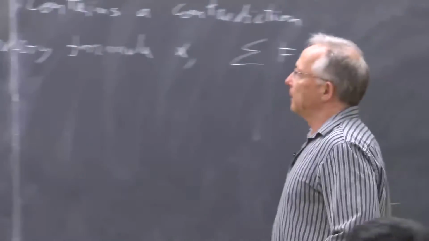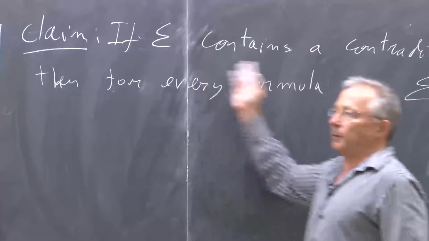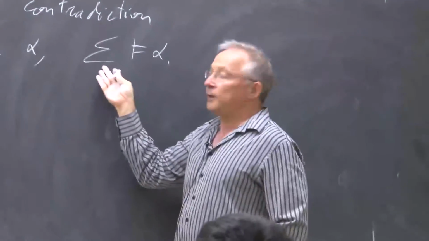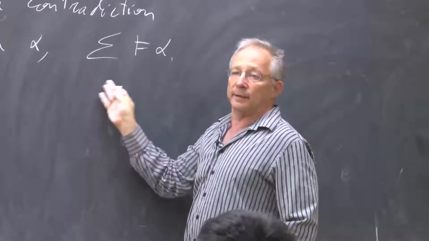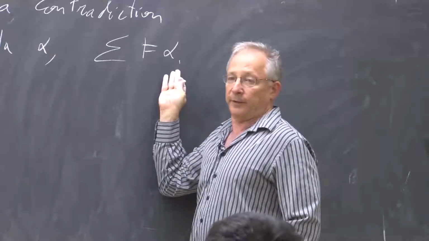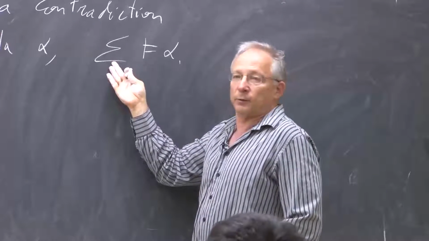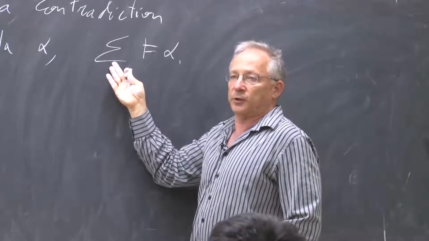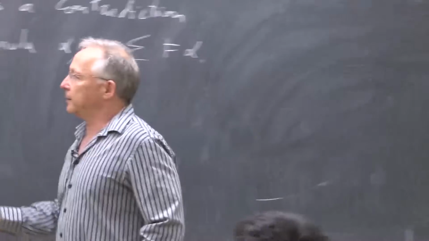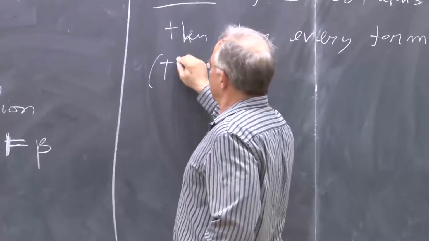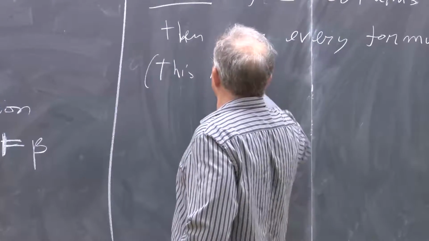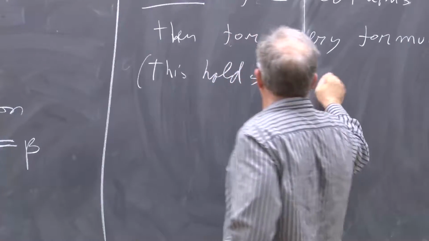And again, what does it mean that sigma logically implies alpha? That every assignment that makes everybody in sigma happy will make alpha happy. But since it contains a contradiction, there is no such assignment. So this holds vacuously.